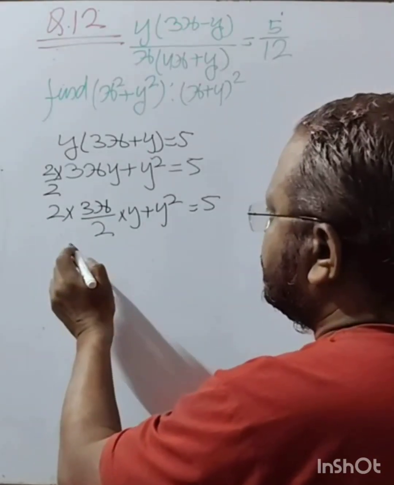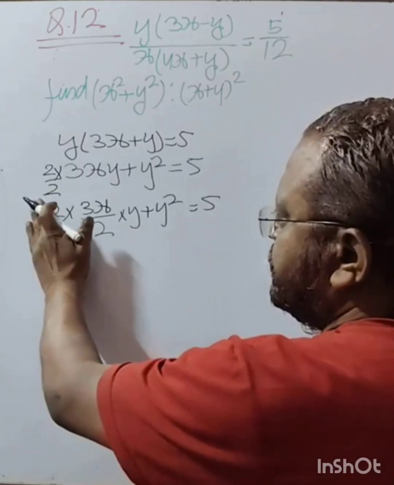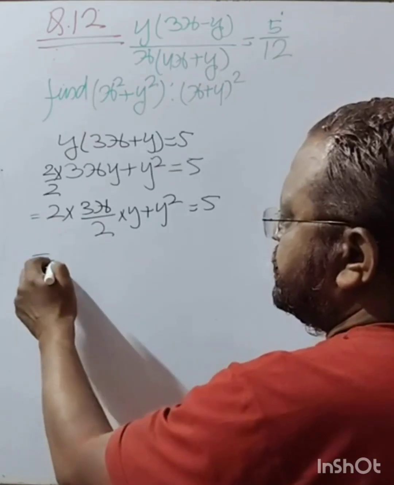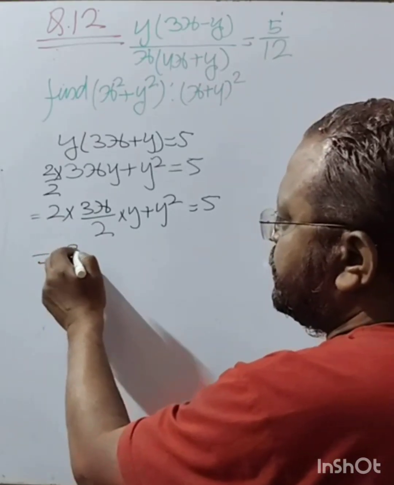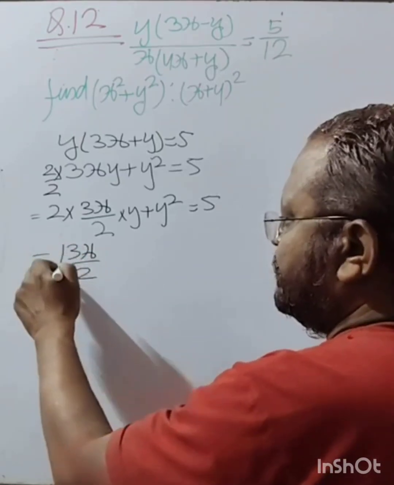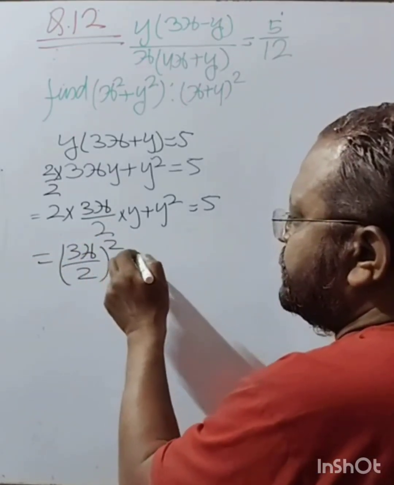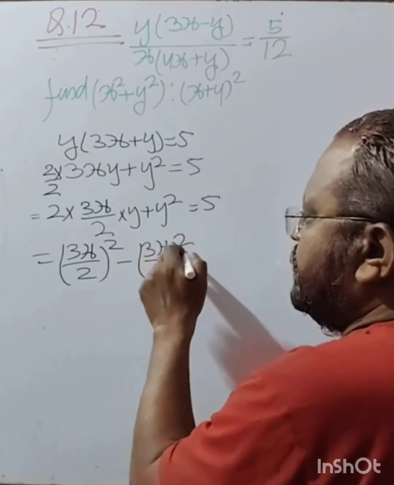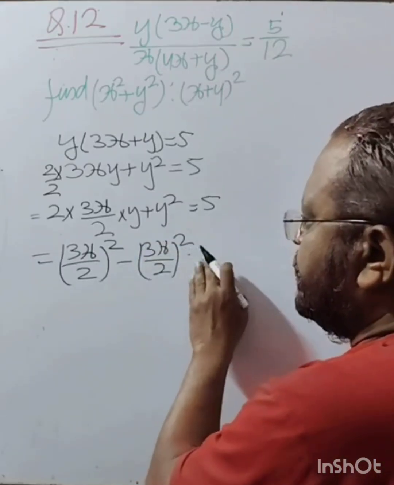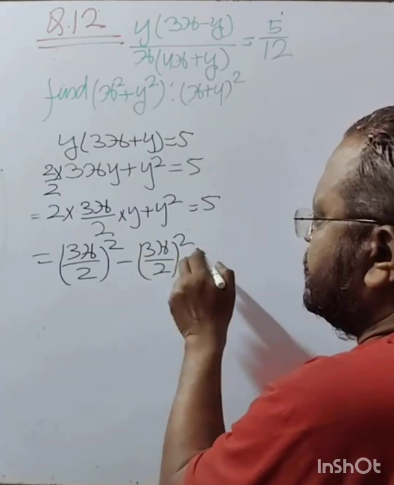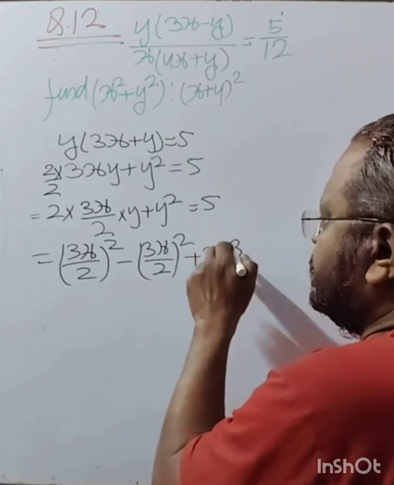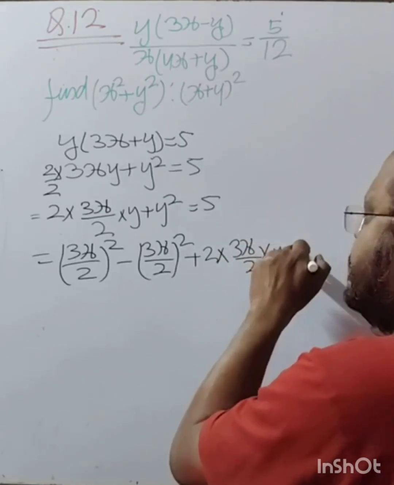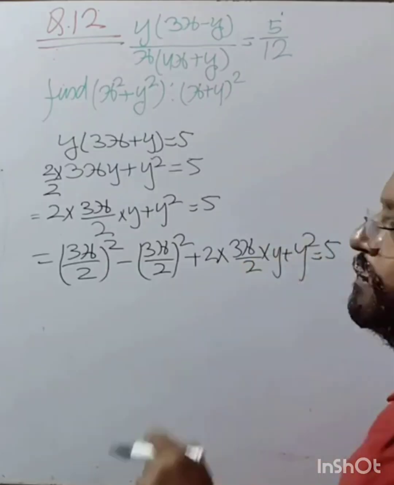So if we add, anyway, come to the next. What do we do here? Here we do (3x upon 2) whole square minus (3x upon 2) whole square plus 2 into 3x upon 2 into y plus y square is equal to 5.